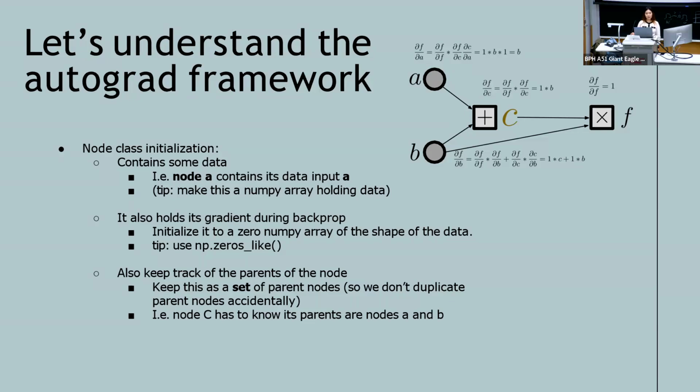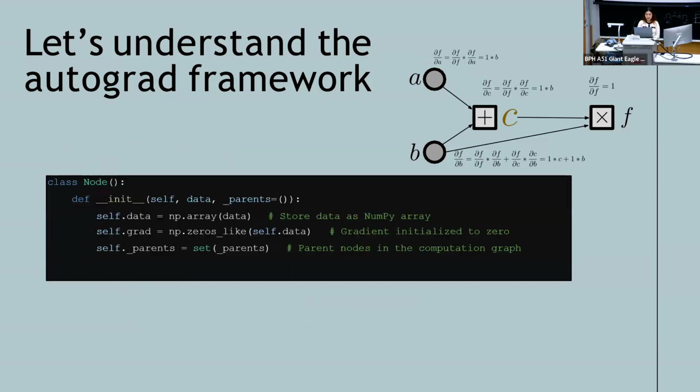And then finally, we also need to keep track of the parents of the node, because in the backward propagation, we will pass the gradient through the path. So we need to track what the parent nodes of each node are. For example, for node C, the parents will be A and B. And because we only want to calculate the gradient once in the back propagation, we use a set data structure to store the parent nodes, just because we don't want duplicates. And this is a way to implement the node class.